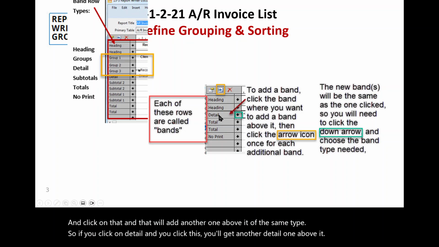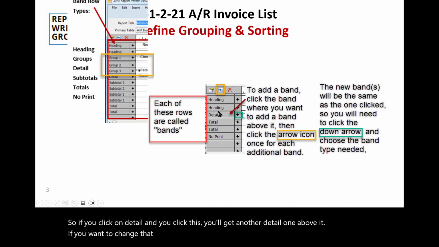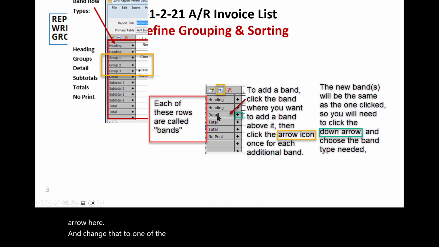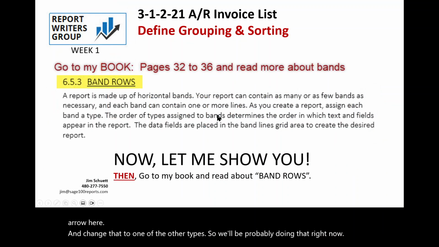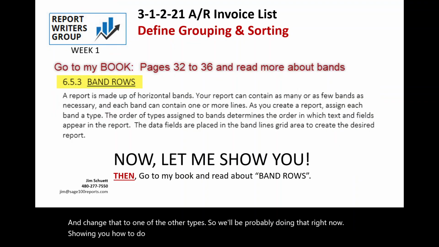If you want to change that new detail row to something else, you use the down arrow here and change that to one of the other types. We'll probably be doing that right now, showing you how to do those. I have a quick video for that, so let's take a look.